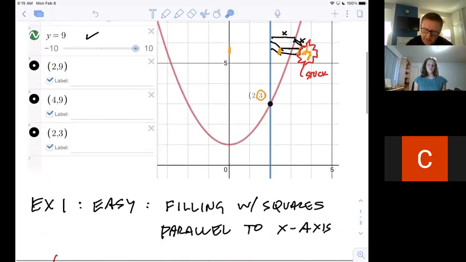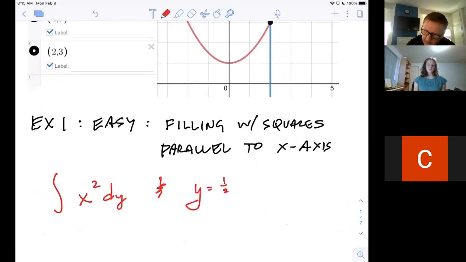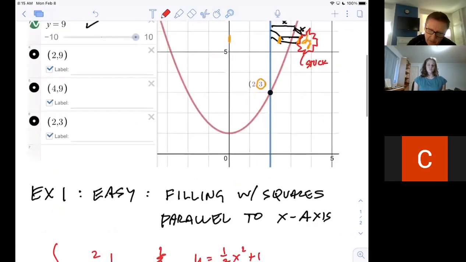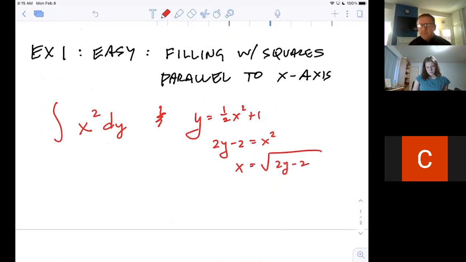So let's think about this. So we're stuck with y's. We knew that y equals 1/2 x squared plus 1. Was that it? We knew that y equals 1/2 x squared plus 1. So if I subtract 1, multiply by 2, I have 2y minus 2 equals x squared. So that means x equals the square root of 2y minus 2. You agree with that? Those are two equations that say exactly the same thing.